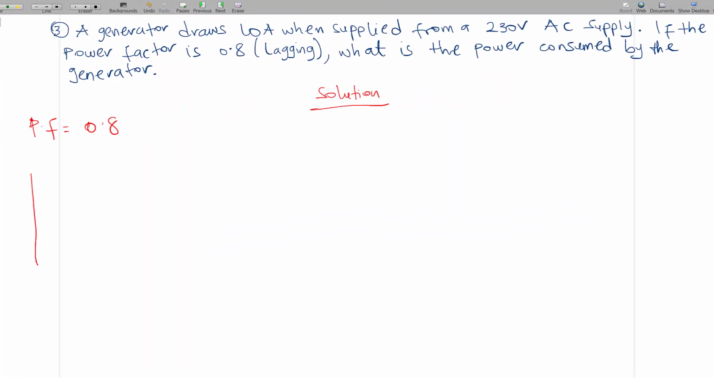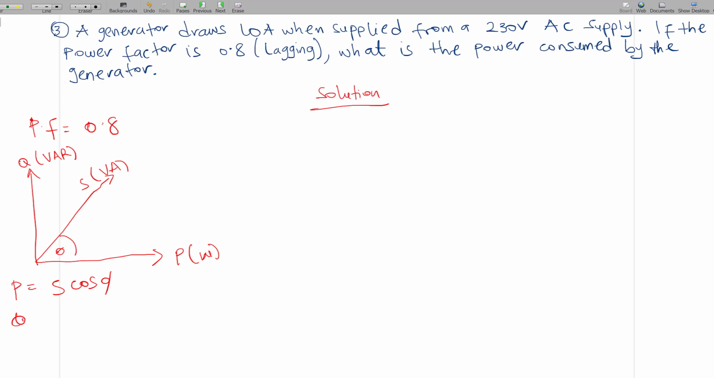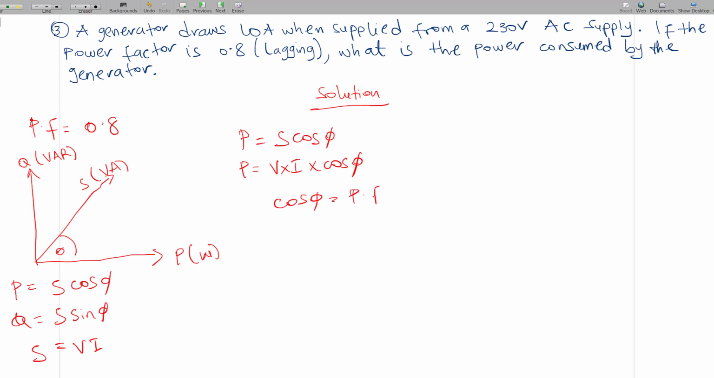So, going back to our diagram, I can say that P will be equal to S cos phi, Q to be S sin phi. But S is equal to a voltage times a current. So I can say that P, which is S cos phi, is the same as V times I times cos phi. But we know that cos phi is equal to the power factor, right? So then we can find the power they're asking us to look for.